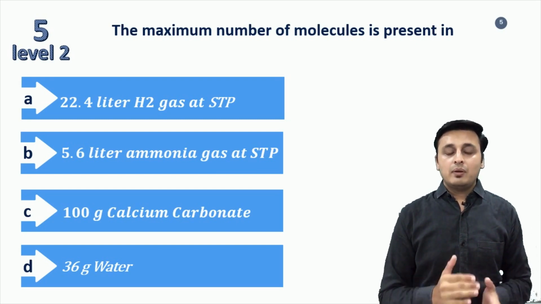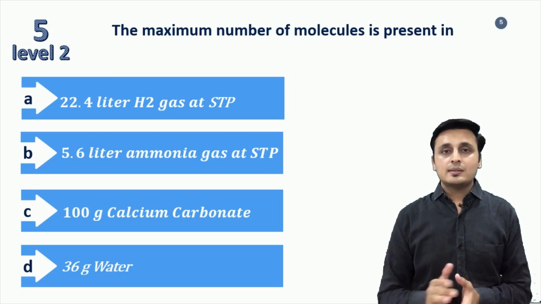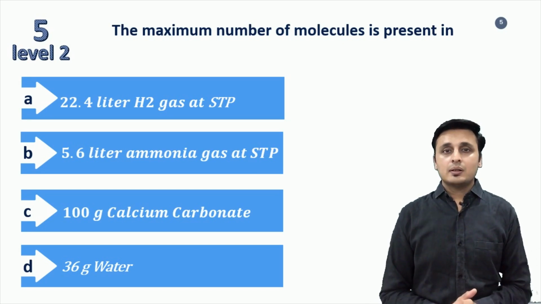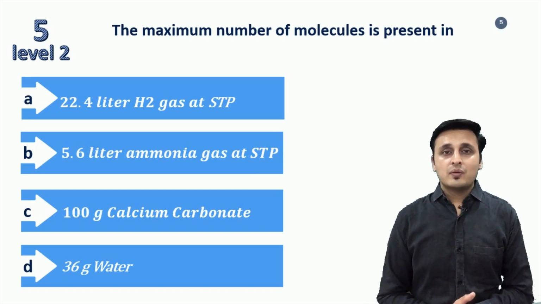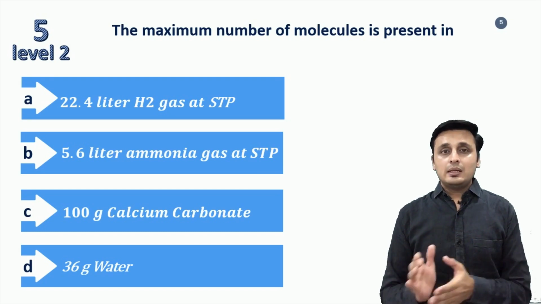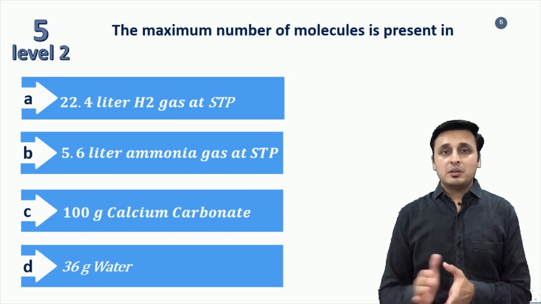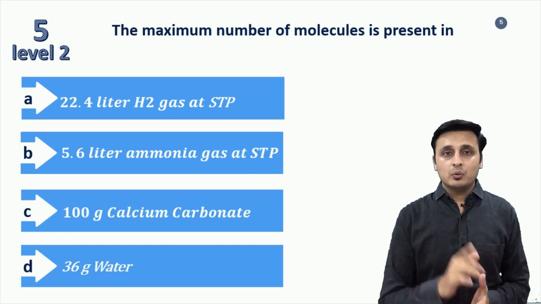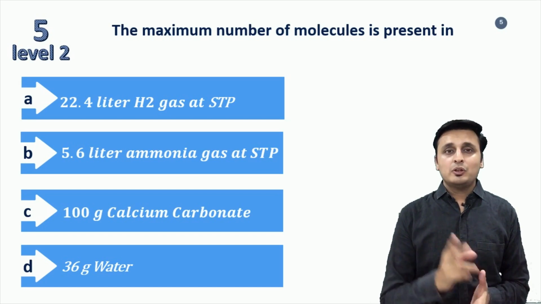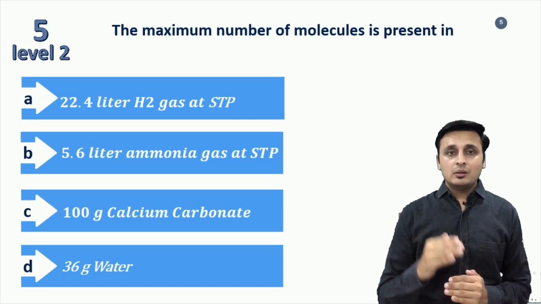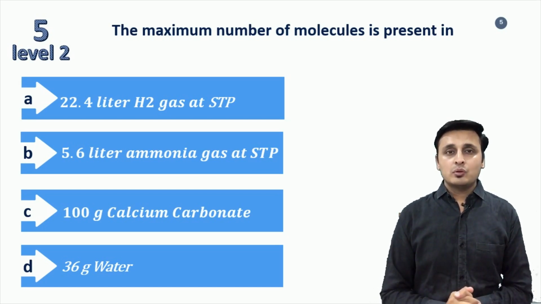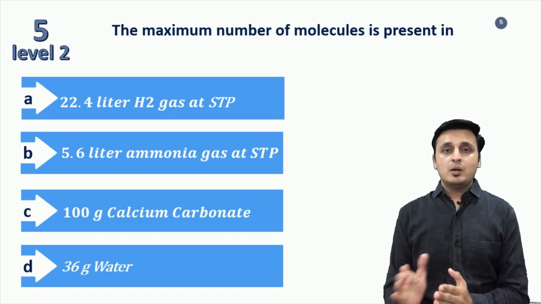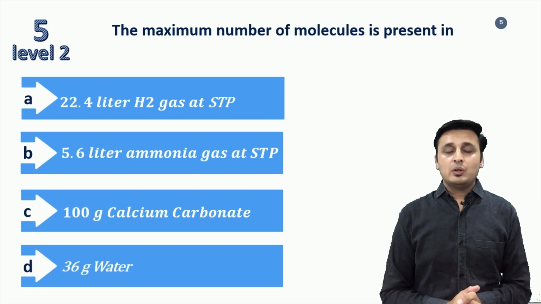Option C gives 1 mole. And when we see option D, 36 gram of water, if we want to find the moles of 36 gram of water, we know that the molecular mass of water is 18 gram. So 18 gram multiplied by 2 becomes 36 gram. 18 gram molar mass of water is 1 mole, so 36 gram will be 2 mole. When we compare all these mole numbers, the highest number of moles is for 36 gram of water. If the mole numbers are high, the Avogadro number value will be double.